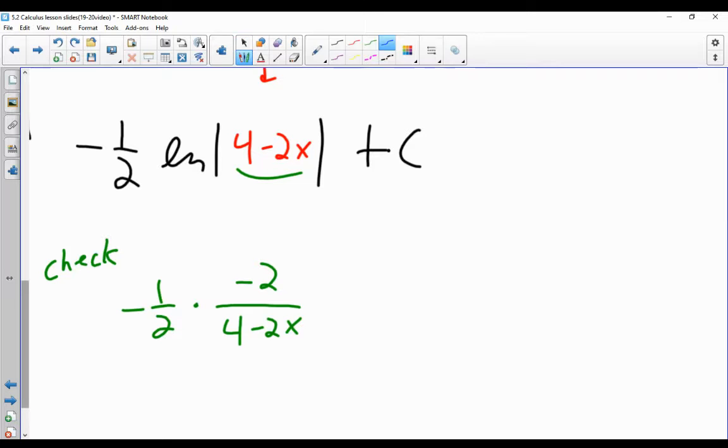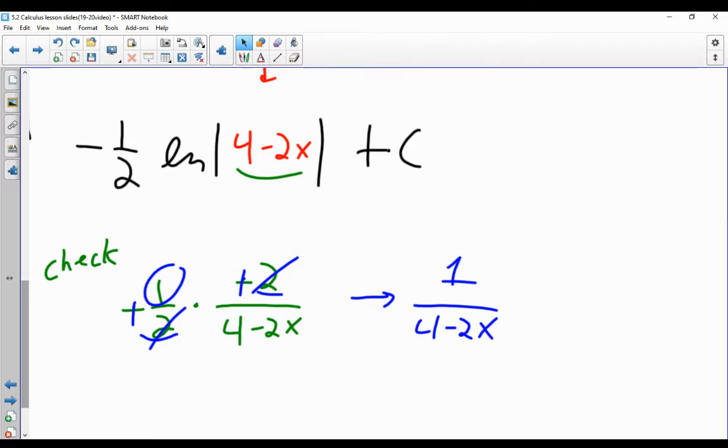Well, to start off, we know a negative times a negative, that's going to make that plus positive. And also, if you check, the 2's, top and bottom, those can cancel out. So then you're just left with the 1 on top and the 4 minus 2x on bottom.